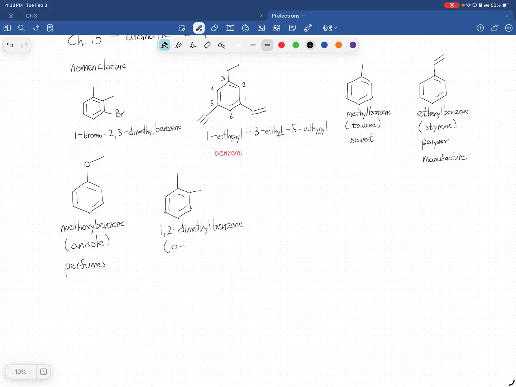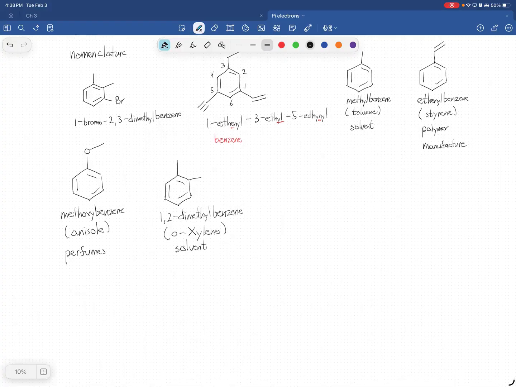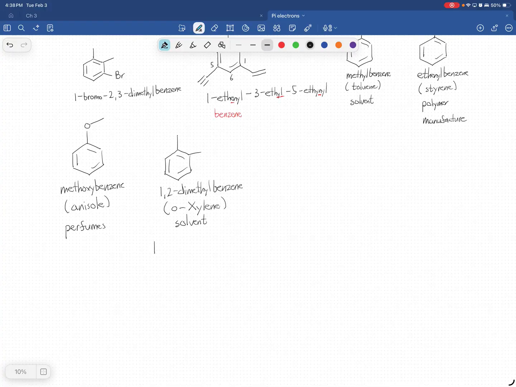The shorthand we use is the letter O, which stands for ortho, O-R-T-H-O. And this particular benzene has a common name. That's called xylene, so orthoxylene. This is also a solvent. So when we have di-substituted benzenes, there are common substitution patterns we'll see.